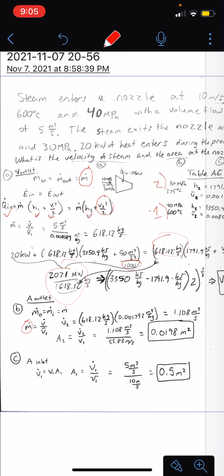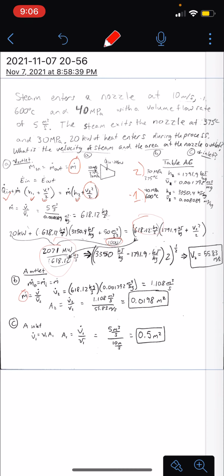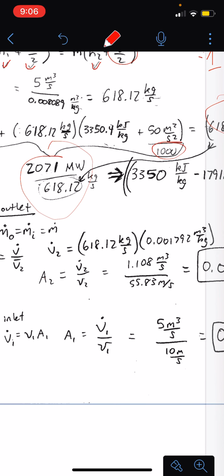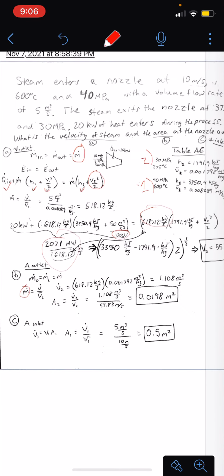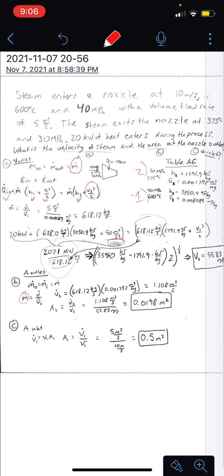And then the area of the inlet. Basically we have our velocity, which was given in the problem, 10 meters per second. And we are going to divide the volume flow rate, which was given, which was 5, by the velocity, which was 10 meters per second. So 5 meters cubed per second divided by 10 meters per second is equal to 0.5 meters squared. So that is the area of the nozzle at the inlet.